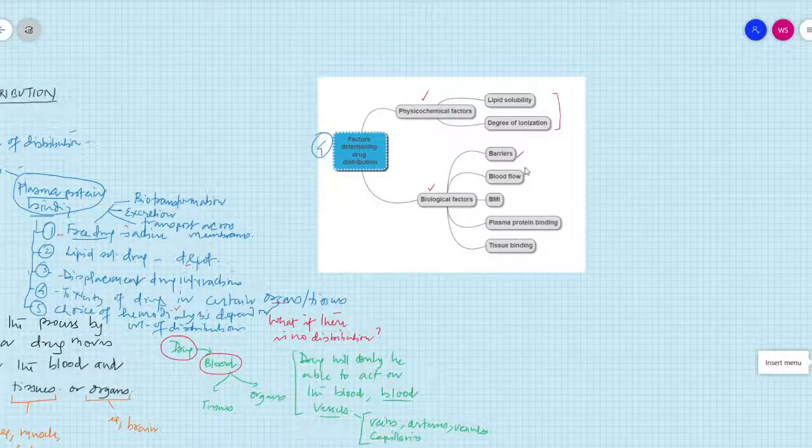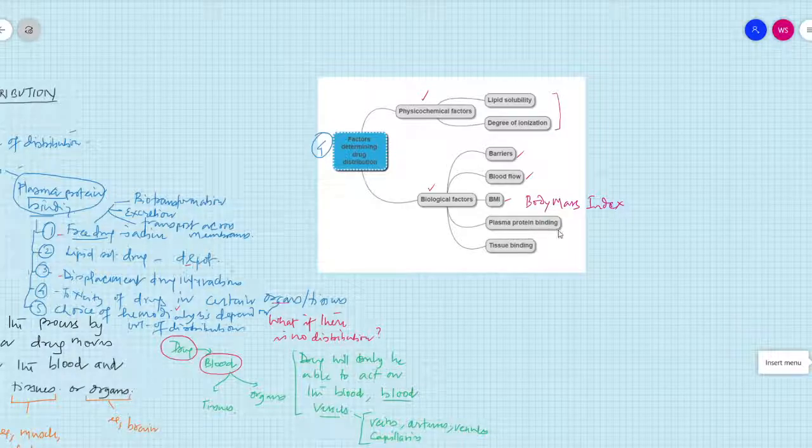And the biological factors, we talked about different barriers. Which barriers? Right. Blood-brain barrier, blood-testis barrier, and blood-placental barrier. We talked about the blood flow, how certain organs are well perfused and certain organs are not, and depending on that, the drug extraction will be different. We talked about BMI. What's BMI? Body mass index. And we said that this varies in males and females. As a result, distribution might be different.